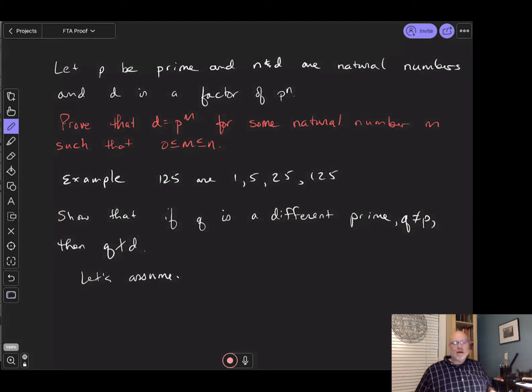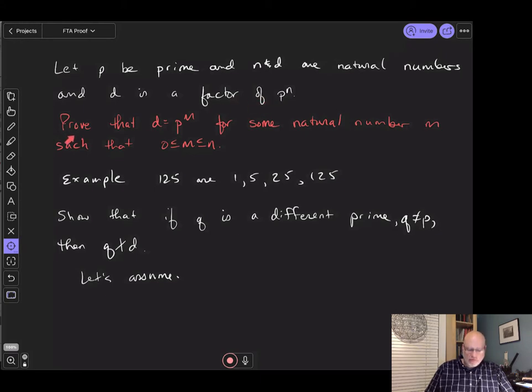Hey everybody. So we're going to look at a small proof using the fundamental theorem of arithmetic. What we're looking at here is we're going to say let P be a prime number, and N and D are natural numbers, and D is a factor of P to the N. Okay, so that's the initial statement.